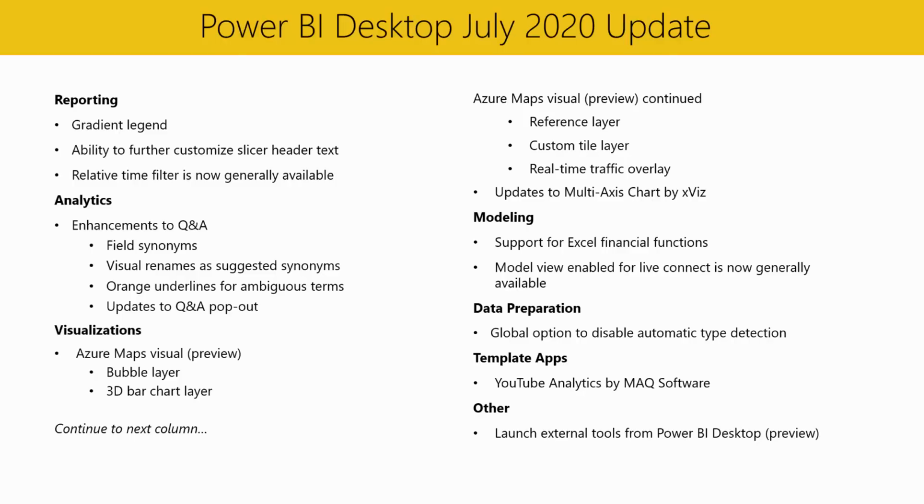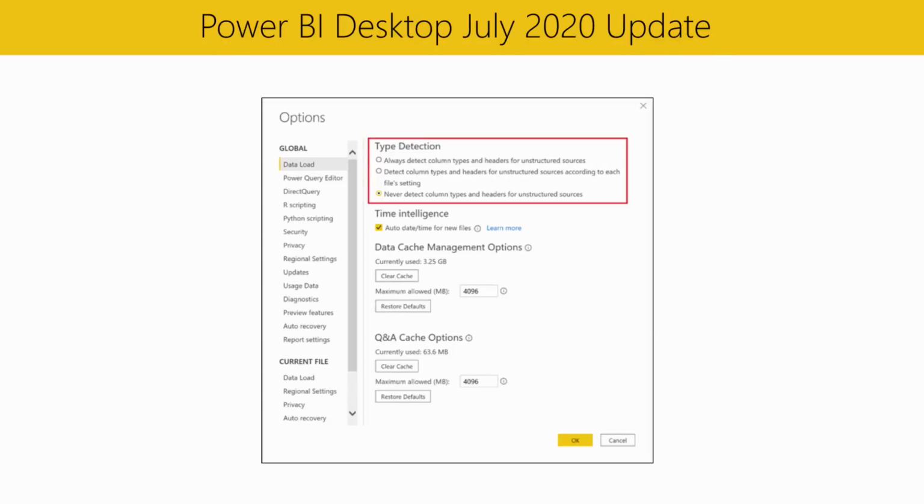Next, in the data preparation section, we've added a global option to disable automatic type detection. When working against schemaless data sources like files or web pages, Power Query will automatically detect column headers and types based on the data. It has been possible to disable this automatic type detection as a current file option. Now we're introducing a global option that allows users to disable automatic header and type detection against schemaless sources. This new option can be found under the Options dialog in the Data Load section.